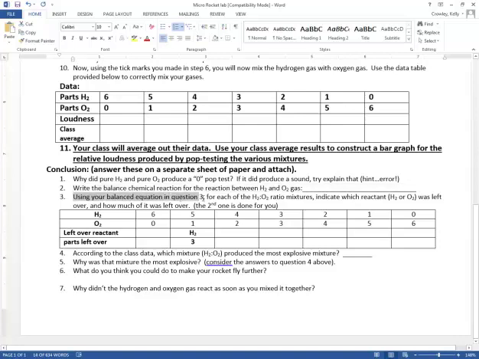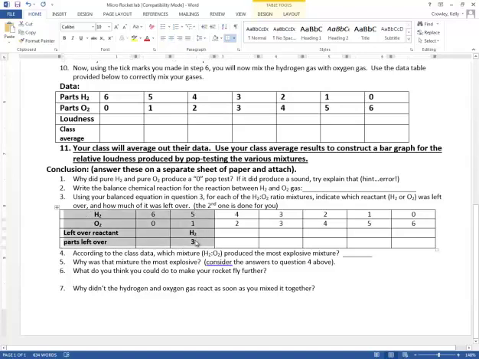Using your balanced equation in 3 for the hydrogen to oxygen ratio, indicate which reactant, H2 or O2, was left over and how much of it was left over. And I said that the second one was done for you. So I'm going to help you out a little bit with figuring out part of this. I'm not going to do all of it, but I will do part of it, okay?